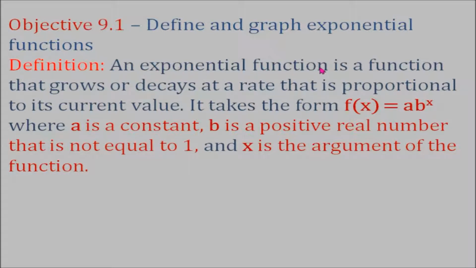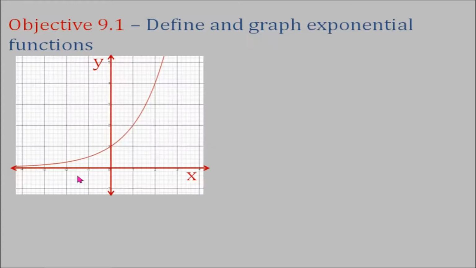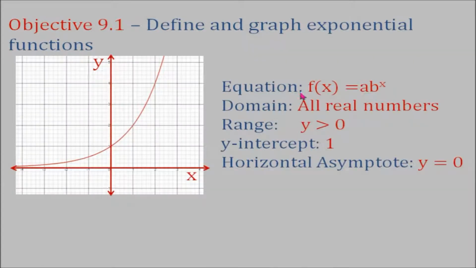An exponential function is a function that grows or decays at a rate that is proportional to its current value. It takes the form f of x equals a times b to the power of x, where a is a constant, b is a positive real number that is not equal to 1, and x is the argument of the function. So this is the graph of f of x equals a times b to the power of x.